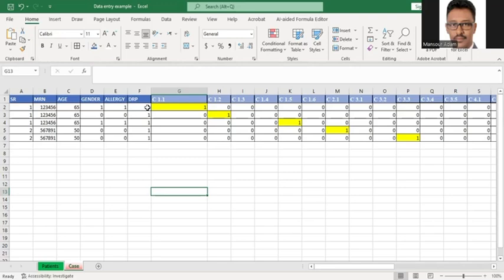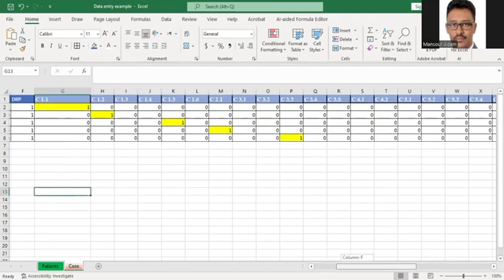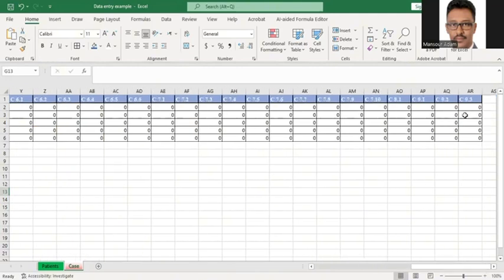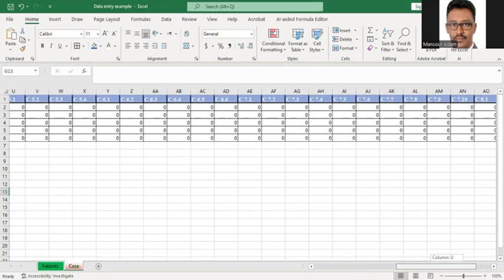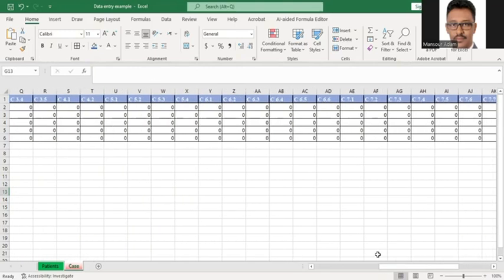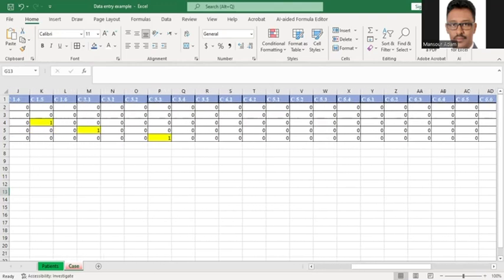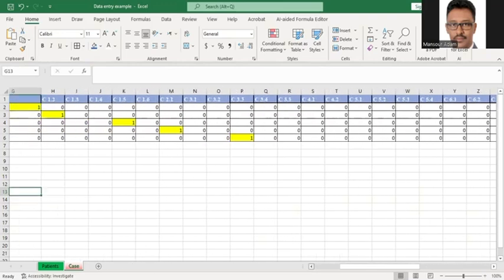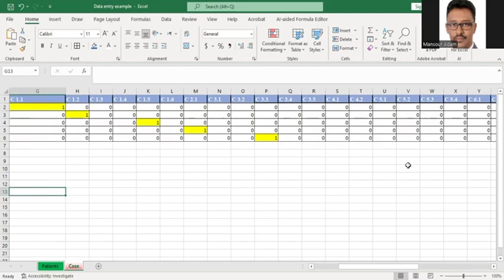This is one. And then my drug-related problem is coded from C1.1 all the way to C9.3. Okay, so the patient may have one or two problems, or the patient may have more than two or three problems. Okay, so I have all these options.